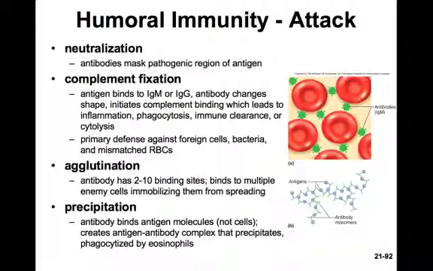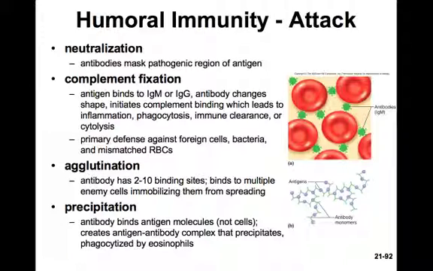Once the antibodies are released by the plasma cells, they're going to use 4 different mechanisms to render the antigen harmless. So this is the attack phase. Neutralization is where the antibodies will mask the pathogenic region of the antigen so it can no longer have its effect. Another means is by complement fixation.